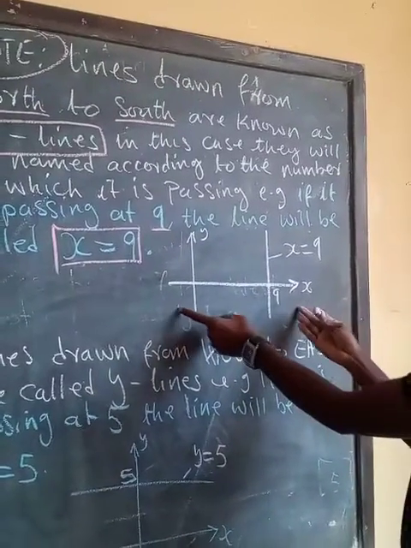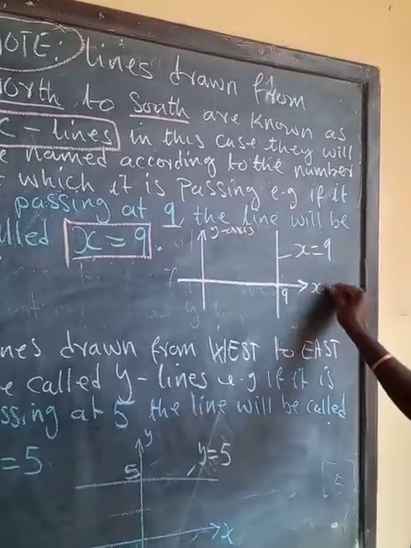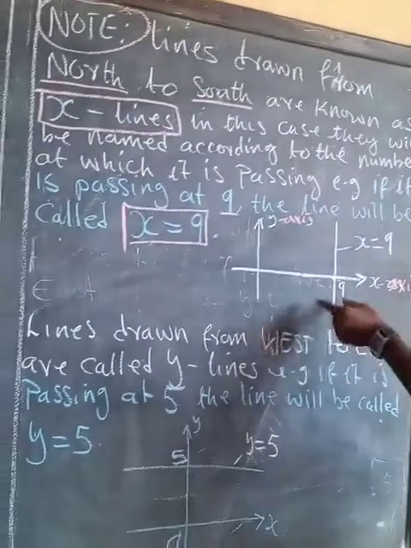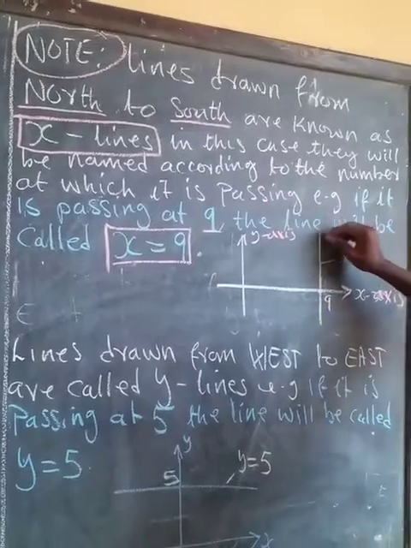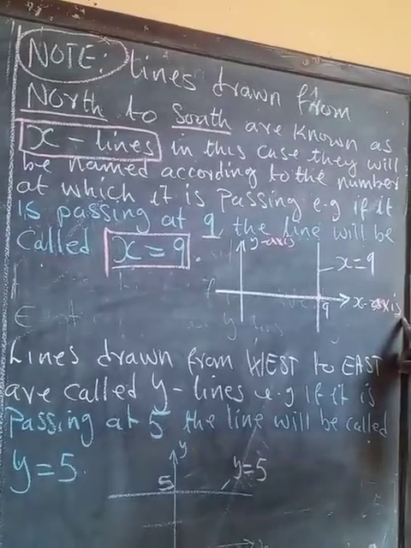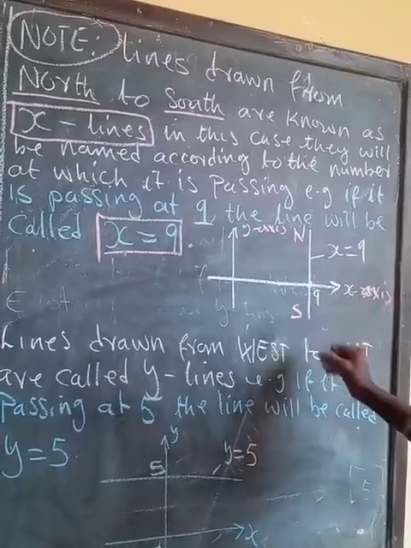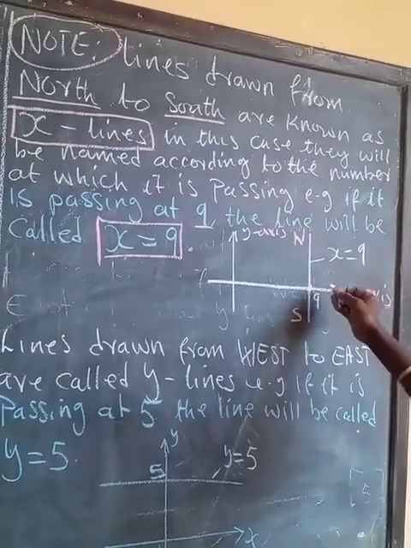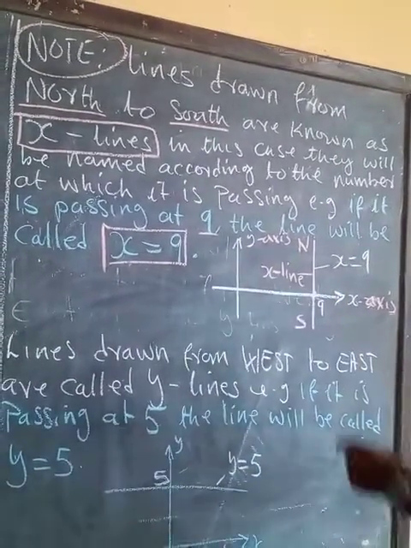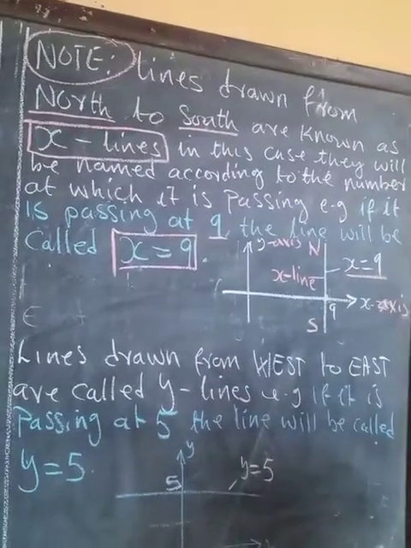For example, let's see the diagram here. This is my Y axis, and this is my X axis. And we see that this line, which is X is equal to 9, is cutting at the point where 9 is on the X axis. So we are saying that lines that run from north to south are called X lines. Hence, this is an X line, this is an X line, and it is cutting at 9. So we are going to name it as X is equal to 9.